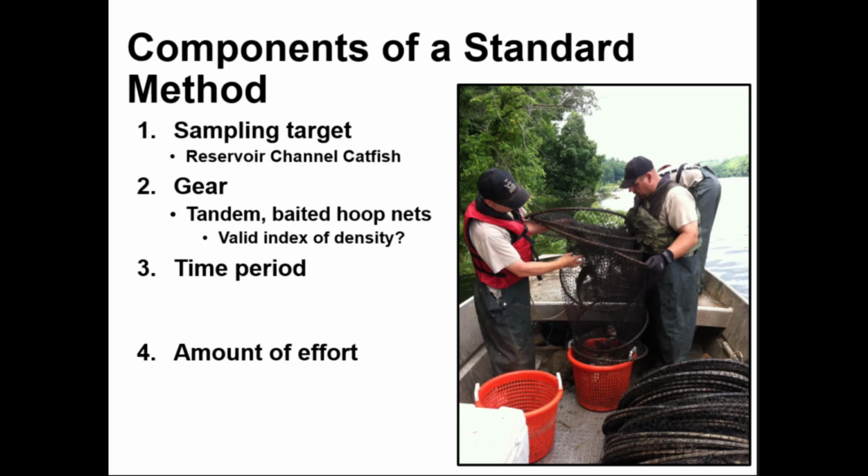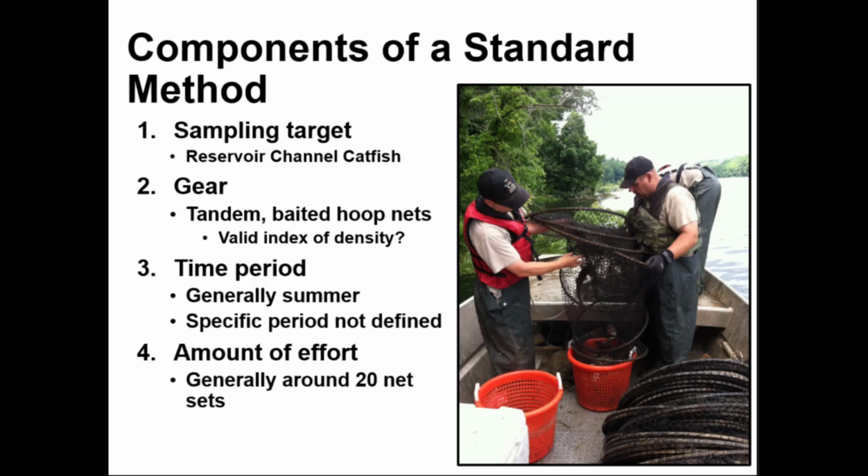The gear is tandem baited hoop nets, which has been recommended in the literature, but we don't know if this gear truly does serve as a valid index of density. The time period in the literature has generally been summer, kind of, I guess, but a specified period has not been defined or proposed. The amount of effort, this has been looked into a little bit, and generally it's found that acceptable precision is achieved with around 20 tandem sets in a survey.